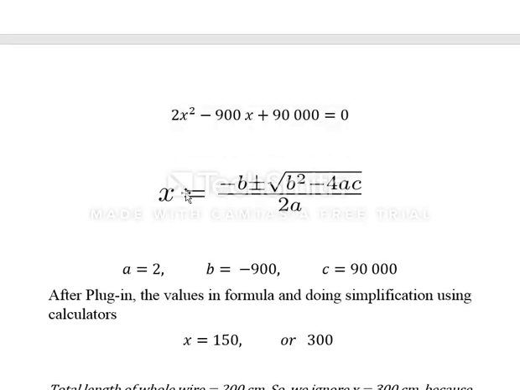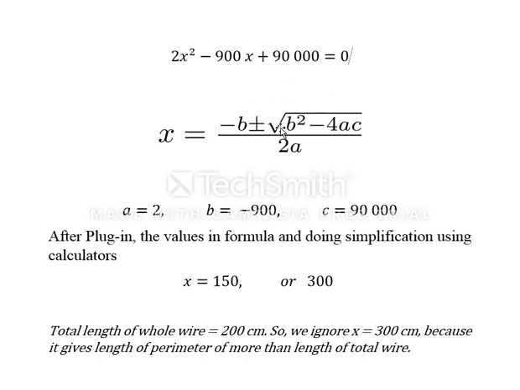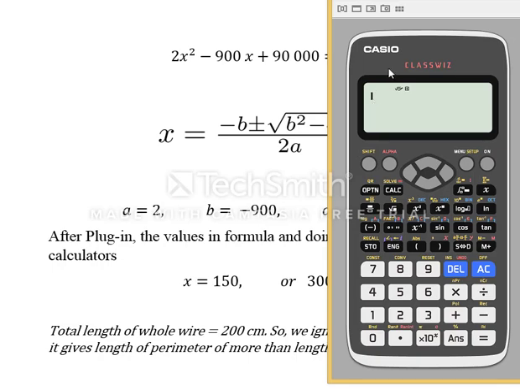In this quadratic equation, a is 2, b is minus 900, and c is 90,000. Now we will plug in these values in the quadratic formula. So let's see how to use the quadratic formula from the calculator. Let's press this menu button and bring this black cursor on this module.